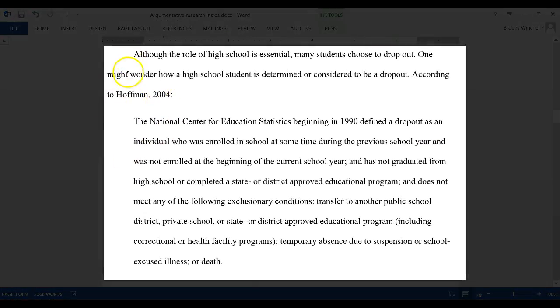Here in the next paragraph, she moves into definition. Although the role of high school is essential, many students choose to drop out. So she mentions dropout. One might wonder how a high school student is determined or considered to be a dropout.